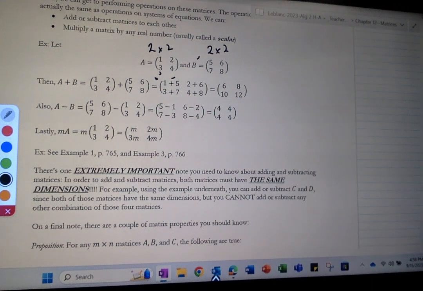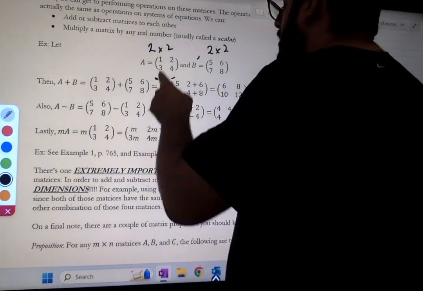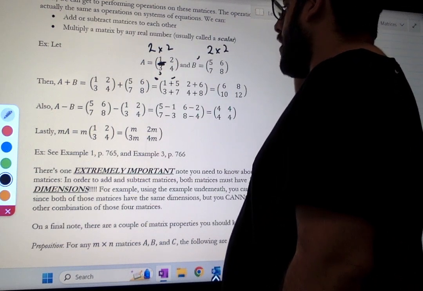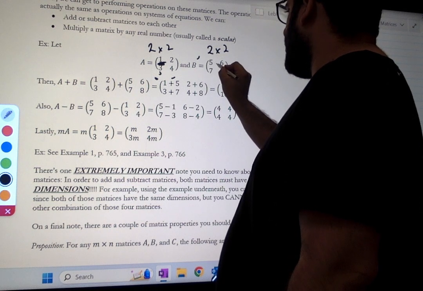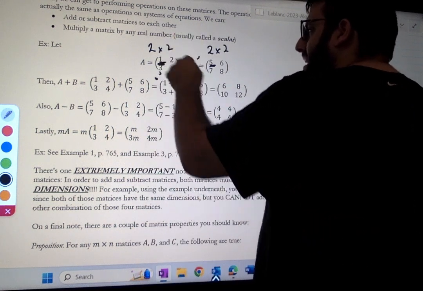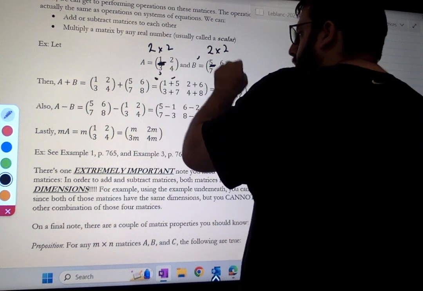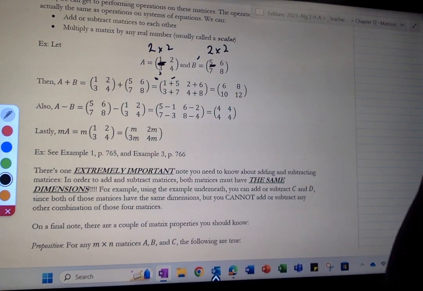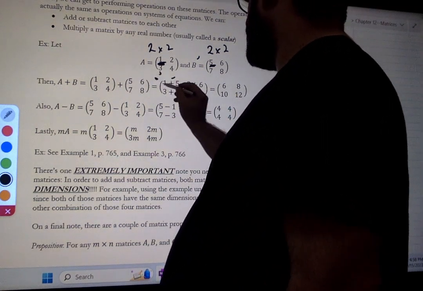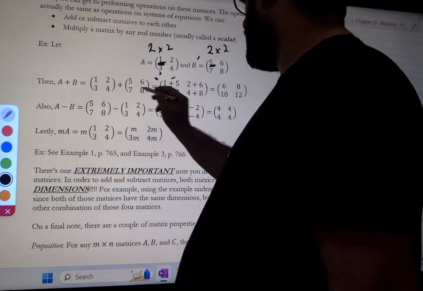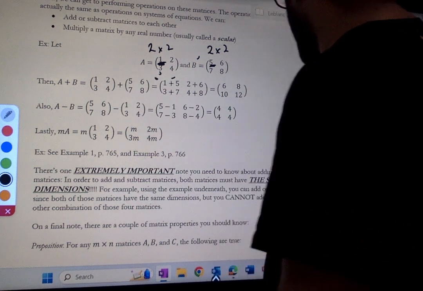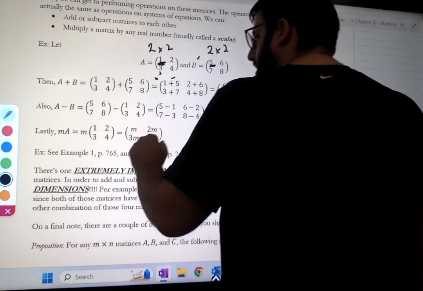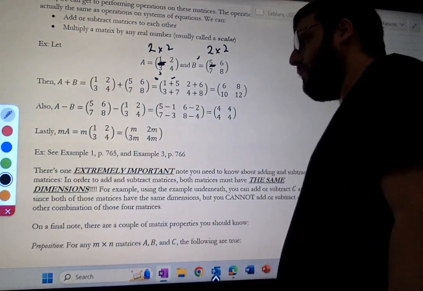Now, when we add matrices, or even when we subtract matrices, you take each element and you add or subtract its partner in the same position. So, for example, if I'm adding, then I have to add 1 plus 5, 2 plus 6, 3 plus 7, and then 4 plus 8. And same thing for subtraction, right? So if I do that here, 1 plus 5 is 6, 2 plus 6 is 8, 3 plus 7 is 10, 4 plus 8 is 12. And then same thing for subtraction. I have to subtract 5 minus 1, 6 minus 2, 7 minus 3, 8 minus 4.